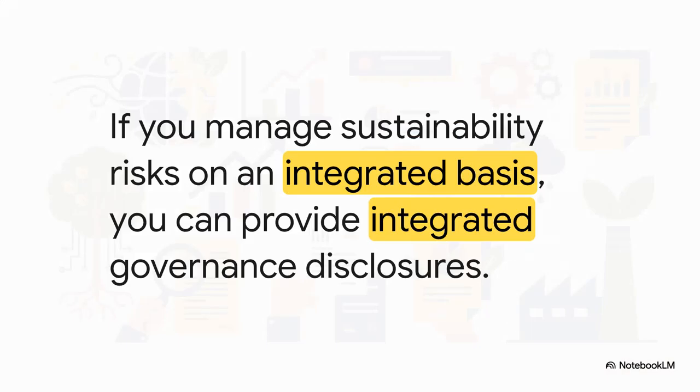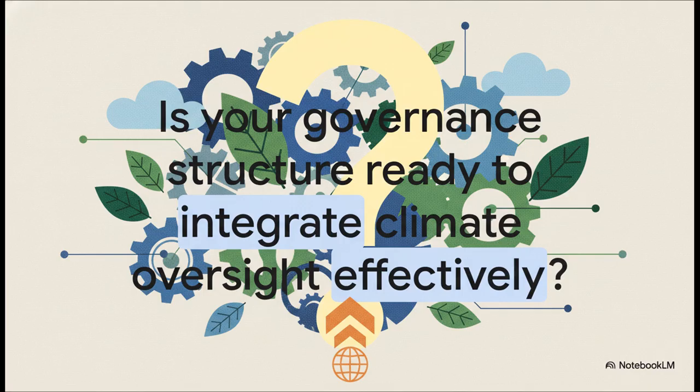So the big takeaway here is really simple, but it's incredibly powerful. If you're already looking at climate risk as part of your broader sustainability picture, alongside things like water or supply chain issues, you don't have to write a separate governance story for each one. You can, and you absolutely should, present one single integrated governance disclosure. It saves you a ton of work, and frankly, it gives investors a much clearer, more holistic picture of how you manage risk. And so that leaves us with a final question to take back to your own organization.